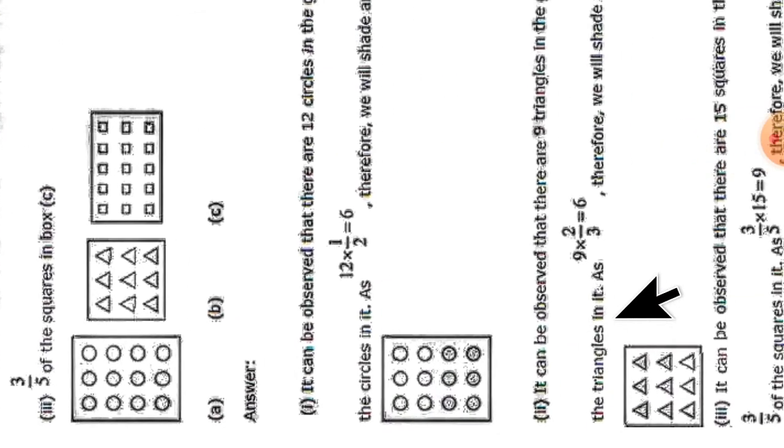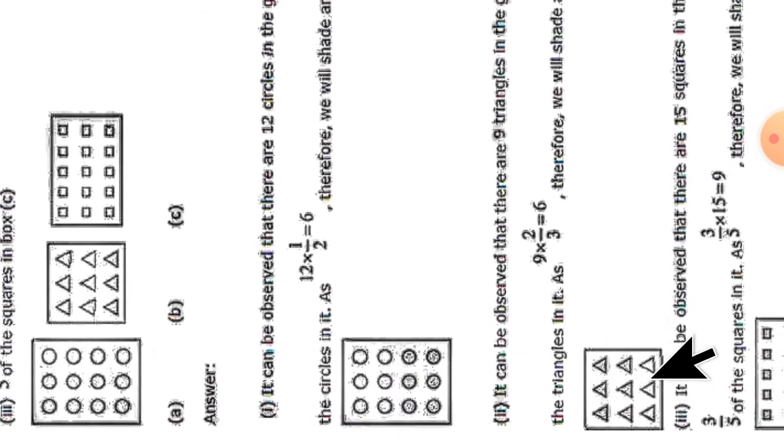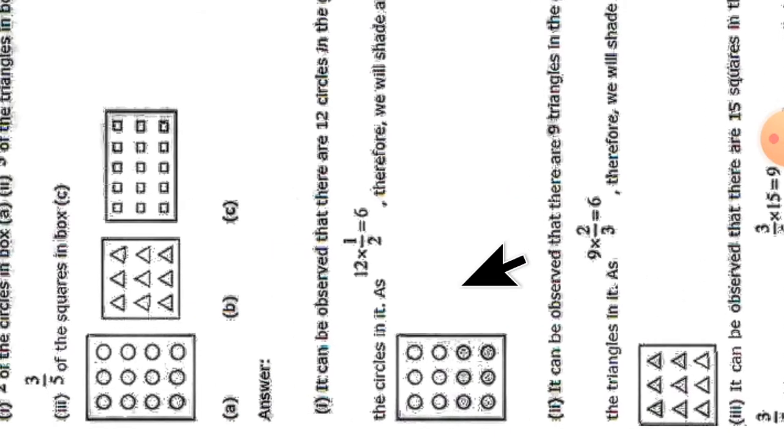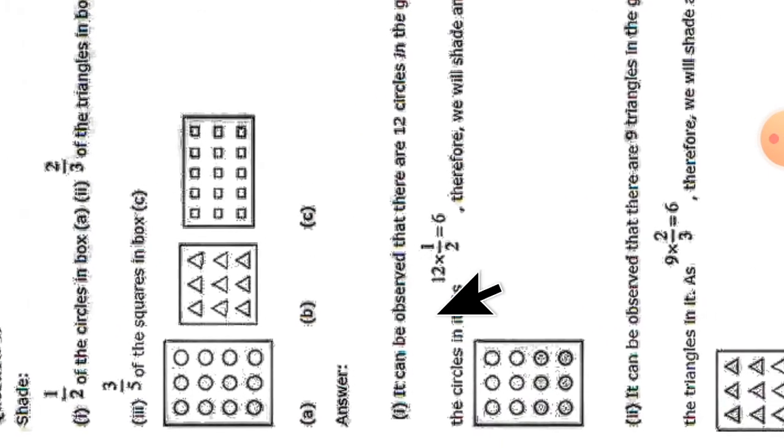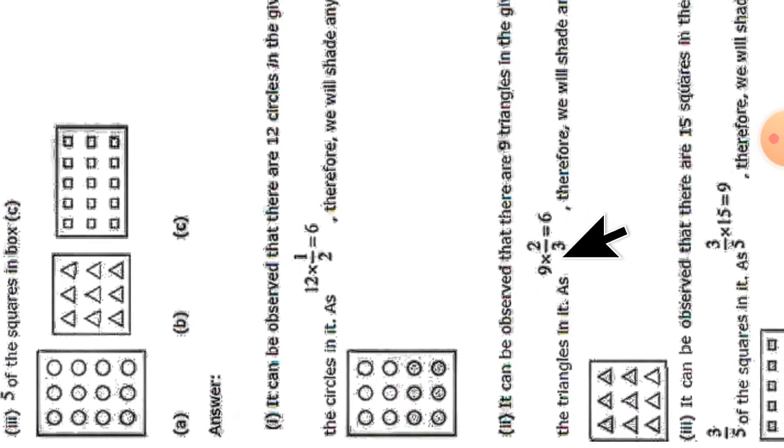Second figure, in this figure 9 triangles are given and the part given here is 2 upon 3. So 9 into 2 upon 3: 3 1s are 3, 3 3s are 9, and 3 2s will be 6. So 6 parts you will shade out of these 9 parts.